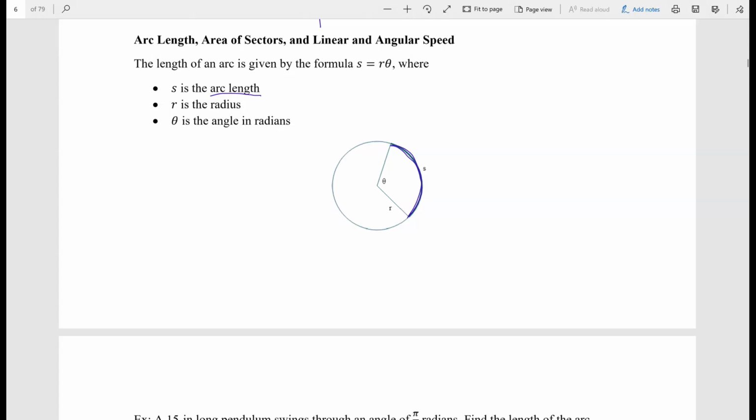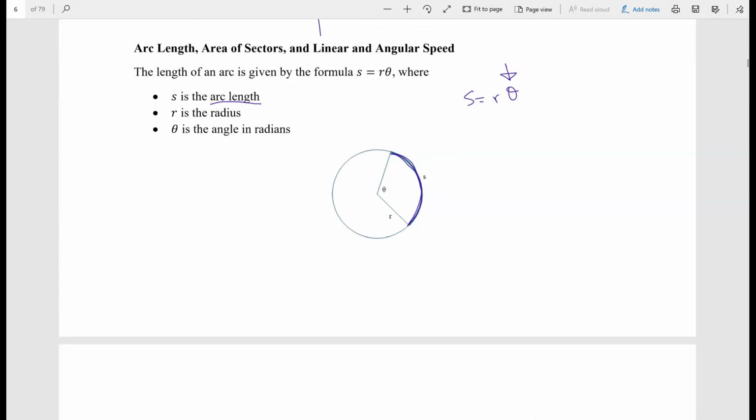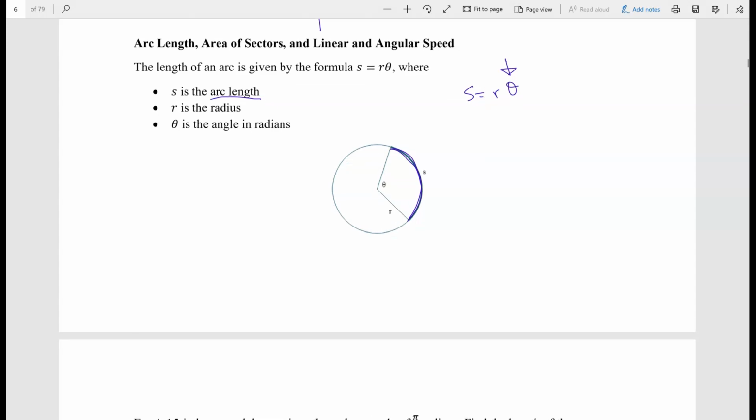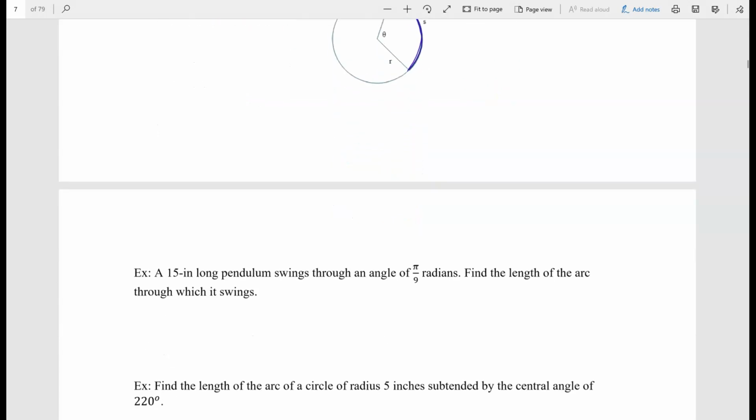Another way you can think about this is that you can always solve for theta. Sometimes you might have to solve for theta, so you have to be very good with solving these equations as well, because it's not just going to be a plug-in and then you get the answer. So let's start off with the first one.